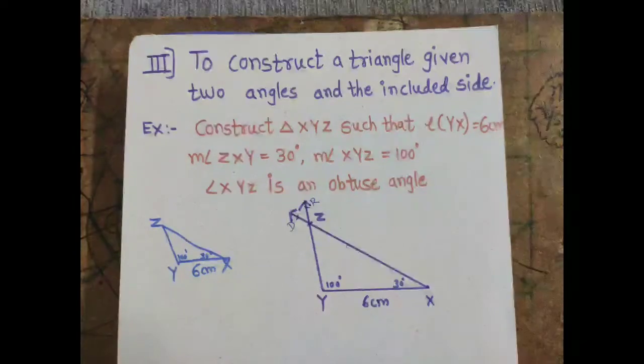Construct triangle XYZ such that length YX is 6 cm, angle ZXY is 30 degree and angle XYZ is 100 degree. Here XYZ is an obtuse angle that is shown in the rough figure.